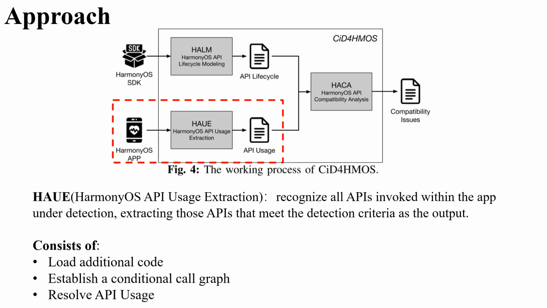HAUE is structured around 3 key components. First, load additional code. At this stage, we integrated all code from DEX files into our system. The second, establish a conditional call graph. This component is crucial as it discerns developers' intended API protections, significantly reducing false positives. The third, resolve API usage. Here, we output the actual runtime versions of APIs sourced from the conditional call graph, feeding them to HACA.